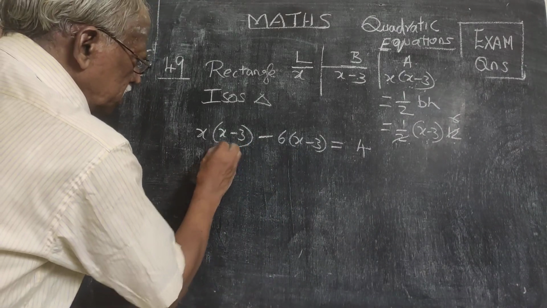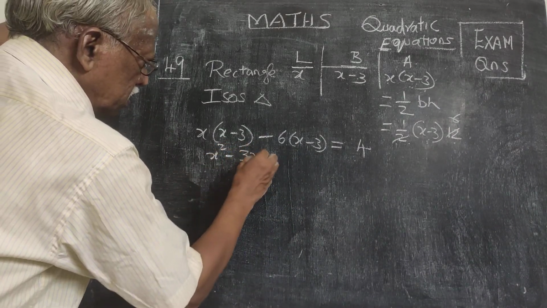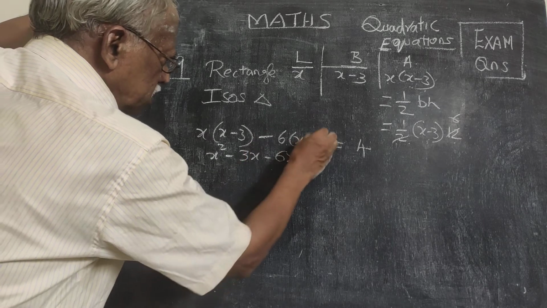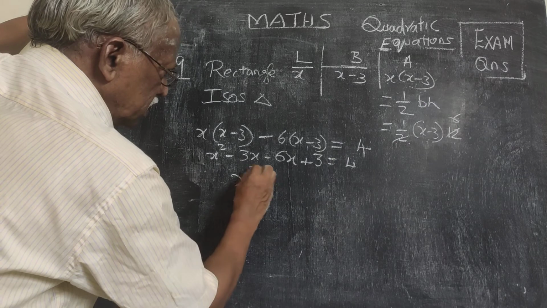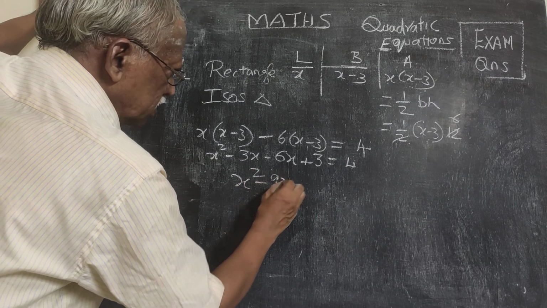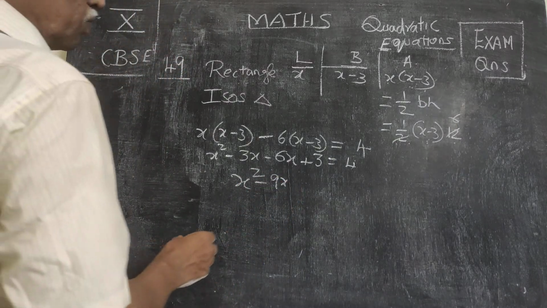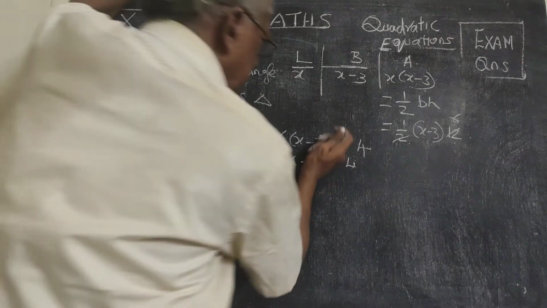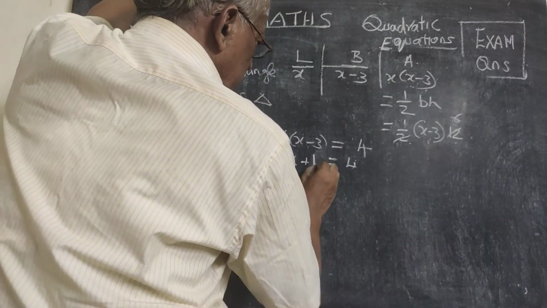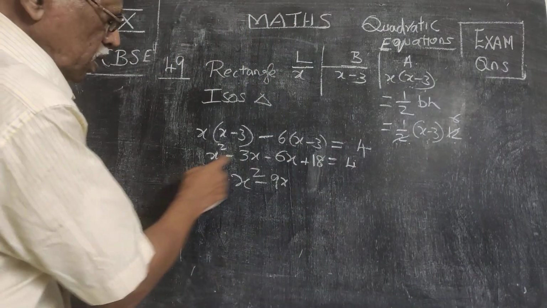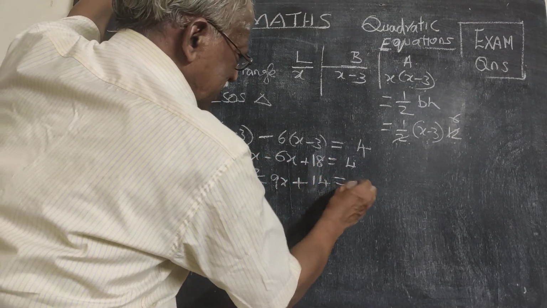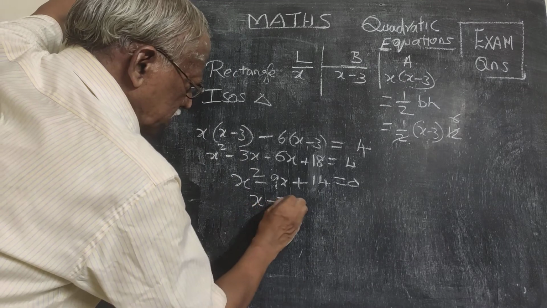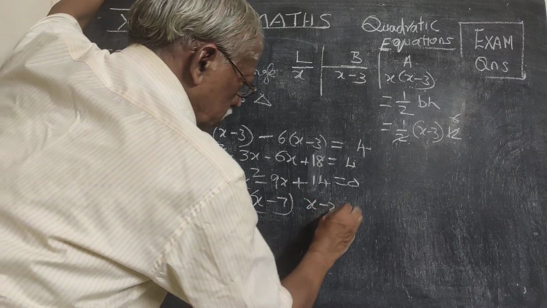So now this becomes x square minus 3x minus 6x, minus into minus plus, equal to 4. Otherwise, x square minus 9x, isn't it? 6 into x, sorry, here again I made a mistake, 6 into 3, that is 18. So x square minus 9x plus 18 minus 4, therefore it is plus 14 equal to 0, which is very easy. Therefore, the answer is x minus 7 and x minus 2.